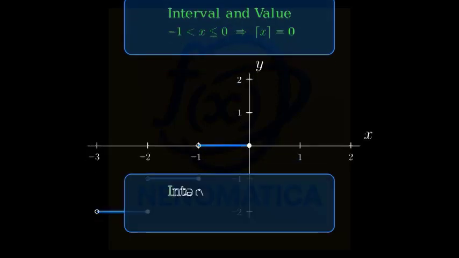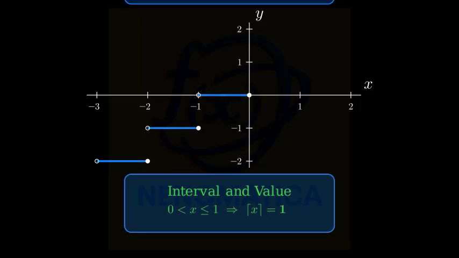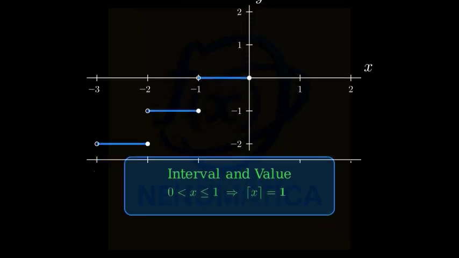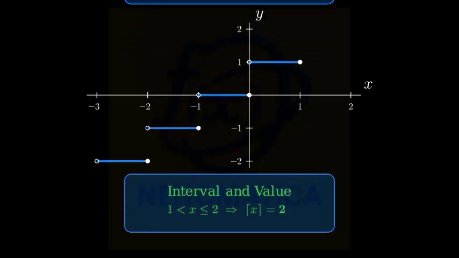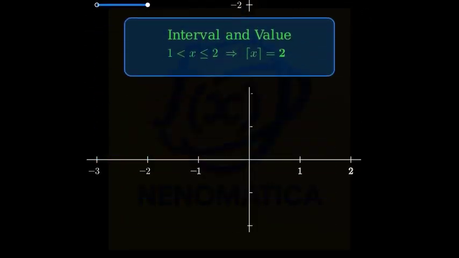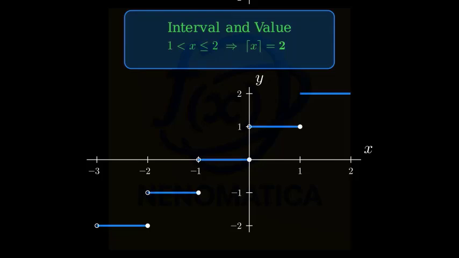Step 4. For 0 is less than x and x is less than or equal to 1, the ceiling equals 1. We add a horizontal step at y equals 1 from x equals 0 to x equals 1, open then closed. Step 5. For 1 is less than x and x is less than or equal to 2, the ceiling equals 2. We'll draw the final step at y equals 2 from x equals 1 to x equals 2 with the correct open and closed endpoints.